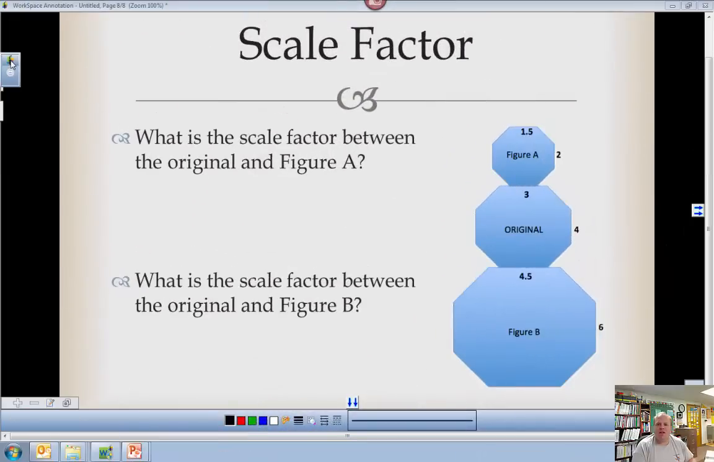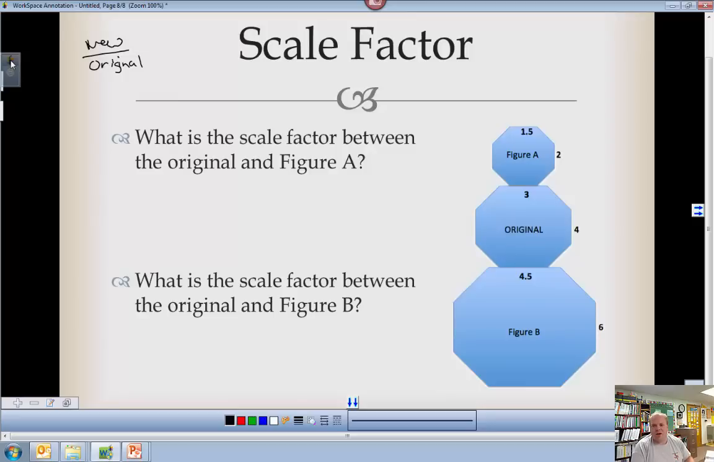All right, so let's look at the scale factor. Remember, that's what I'm going to increase or decrease an object by. Well, I have this original picture here. I have figure A and figure B. Well, I think we can all agree that figure A is going to be a reduction. It's definitely a reduction. But by how much? Well, when we figure out the scale factor, it is our new over the original. Wow, that really doesn't look all that different than what we've been working on, right?